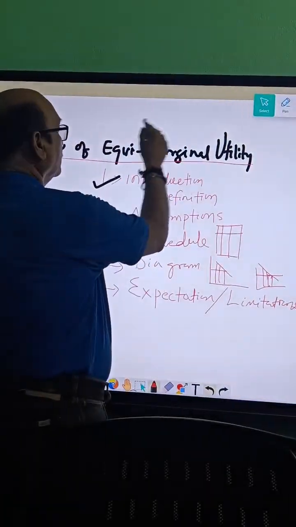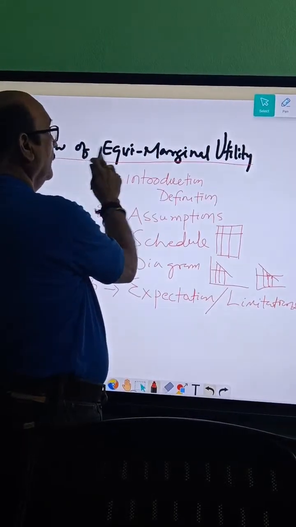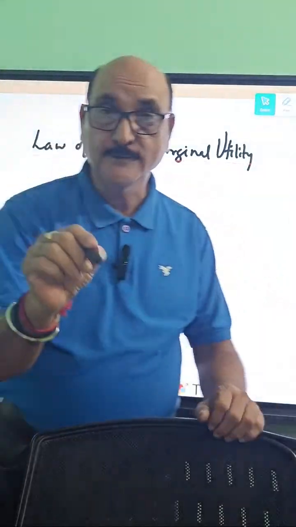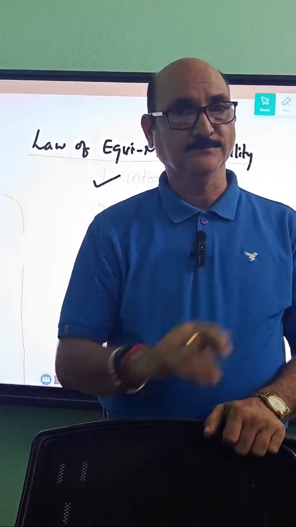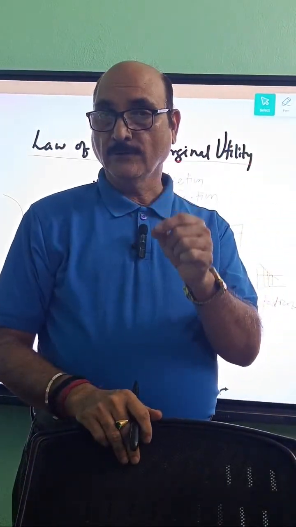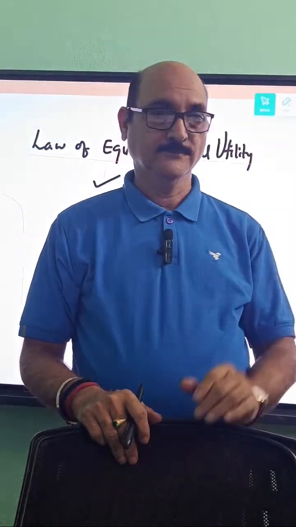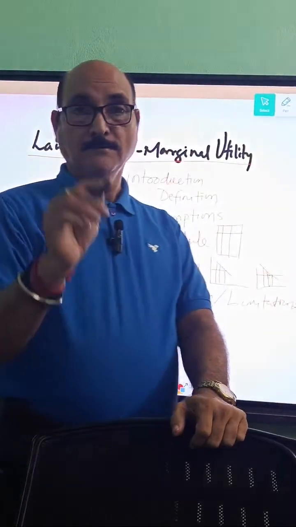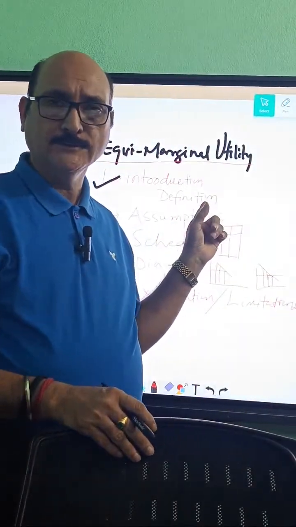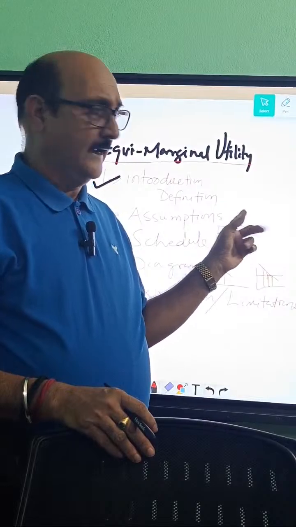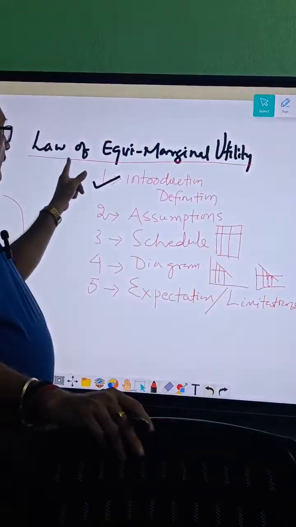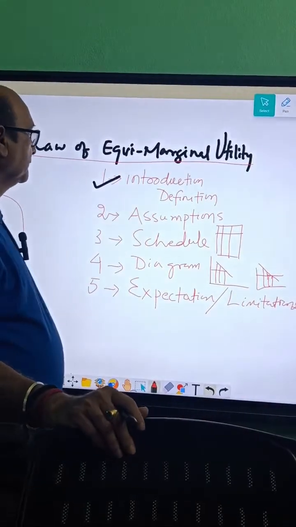That's why this law has a new name, the law of maximum satisfaction. It is otherwise known as the law of maximum satisfaction. It is also called the law of substitution. Remember the names. Marshall is the founder. H.H. Gossen is also one person, and then Marshall refined it, and it is titled the Law of Equi-marginal Utility.